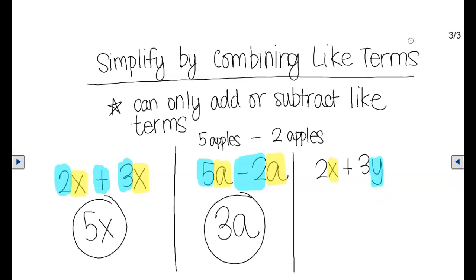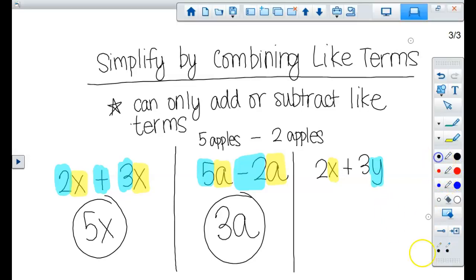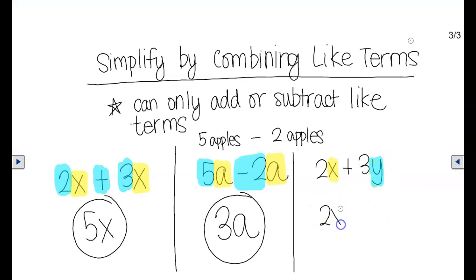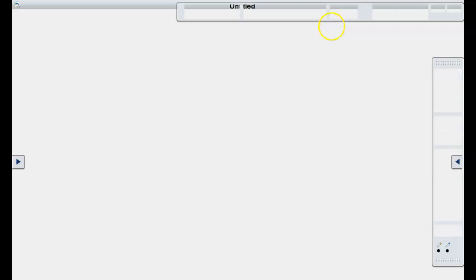So you'll notice this time those two do not have the same last name. So I can't add those together. I can't combine those. So what is 2x plus 3y? Well, it is 2x plus 3y. I can't combine those because they aren't like terms. So you can add like terms, you can subtract like terms. So if they have the same last name, adding or subtracting is possible.